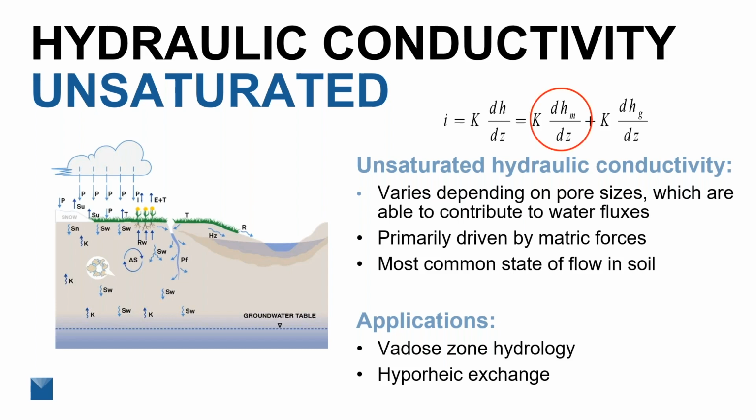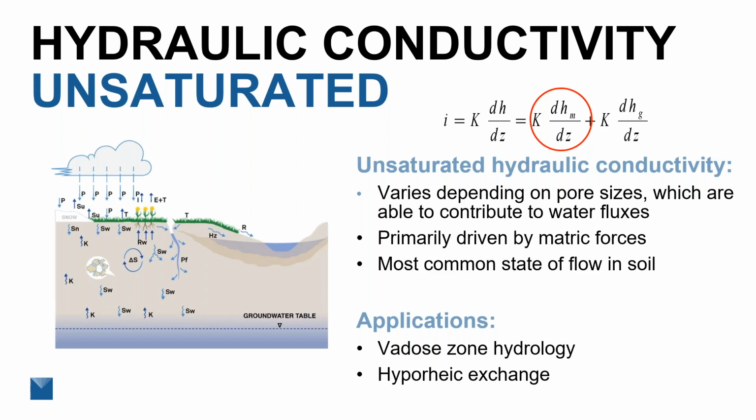And also, with unsaturated hydraulic conductivity, the main driving factor is our matrix forces. That's the main thing that's driving water movement through the soil. And in many cases, this is the most common state of flow in soil. So if we're trying to understand how water is moving throughout the vadose zone and in the profile, this is really where unsaturated hydraulic conductivity comes into play.